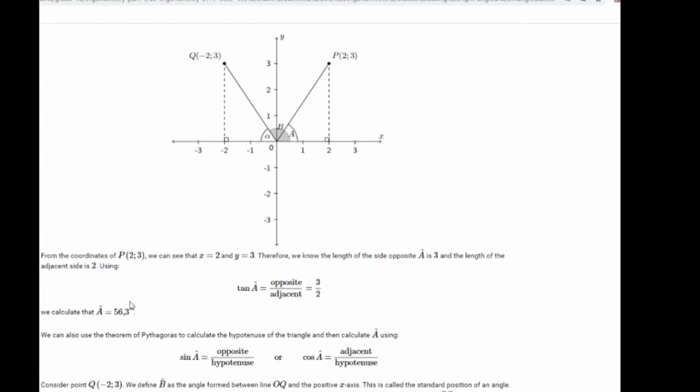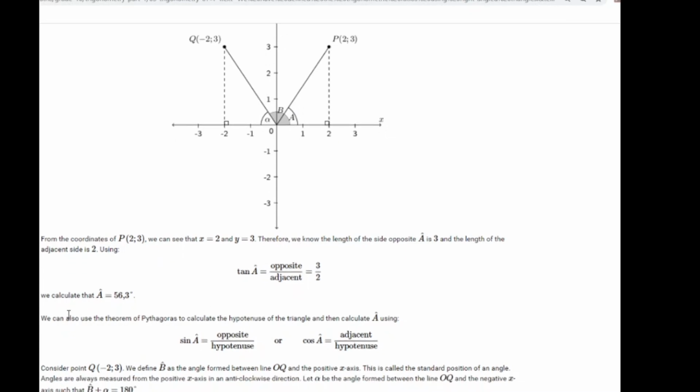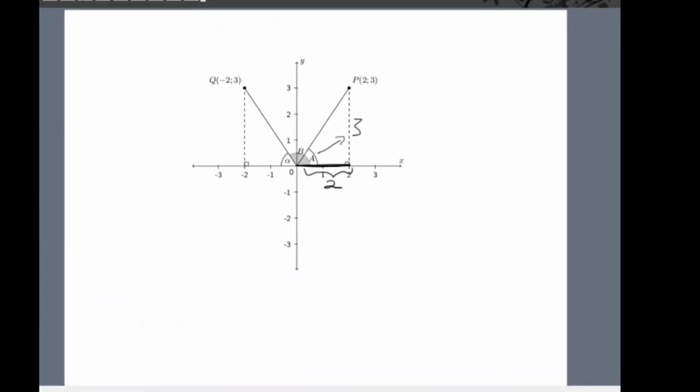So using tan, tan of angle A is opposite over adjacent. This side is 3, that side is 2. So when you say tan A, you will have 3 over 2, and now you can calculate A using this. Okay, let us go back to our board.